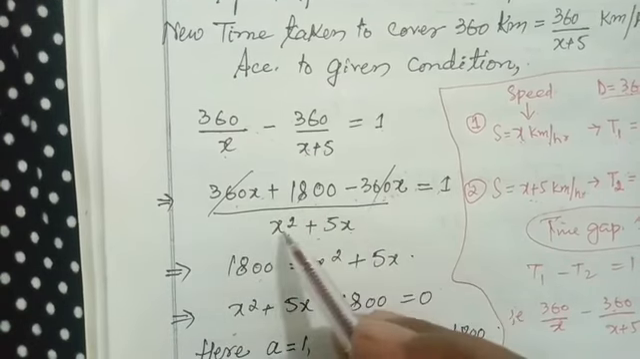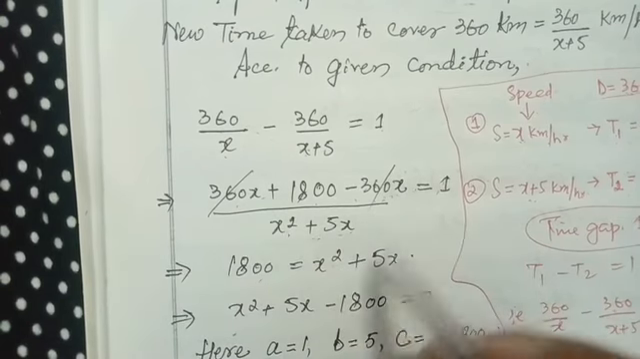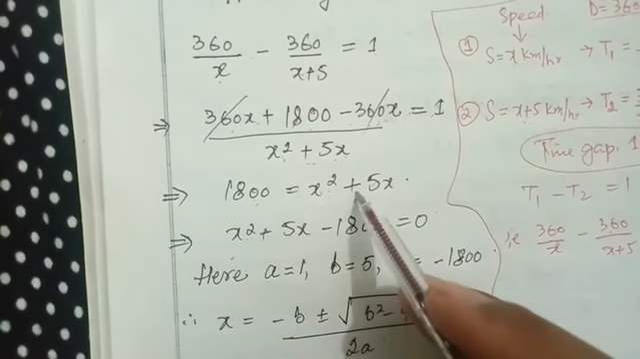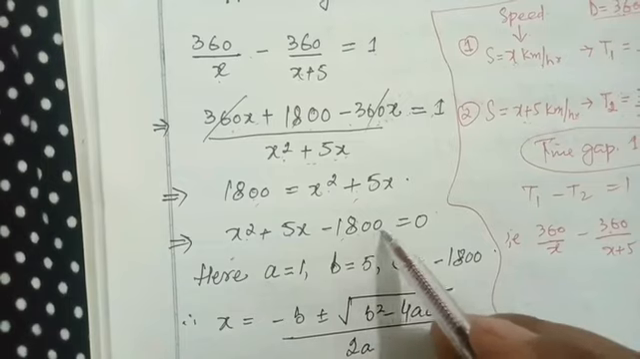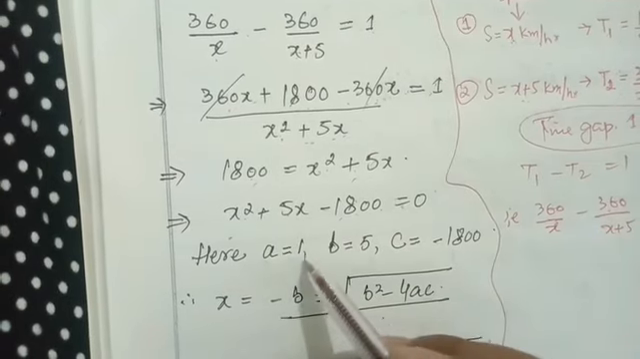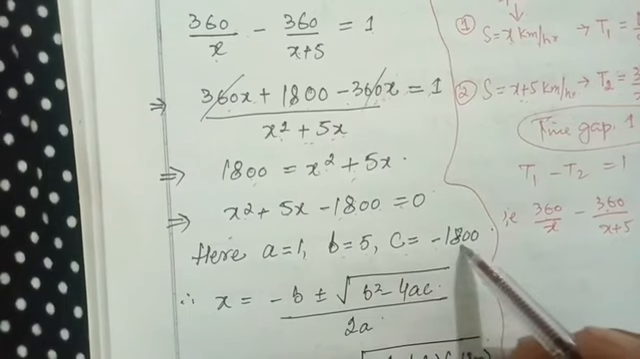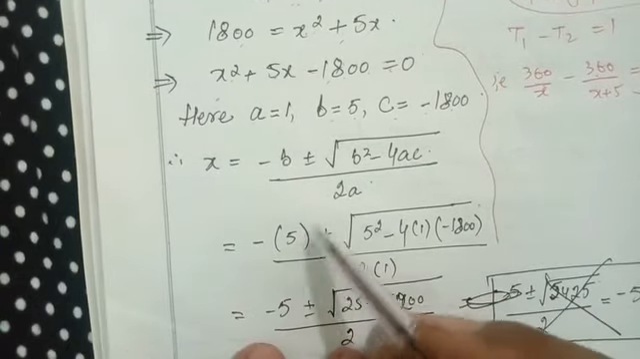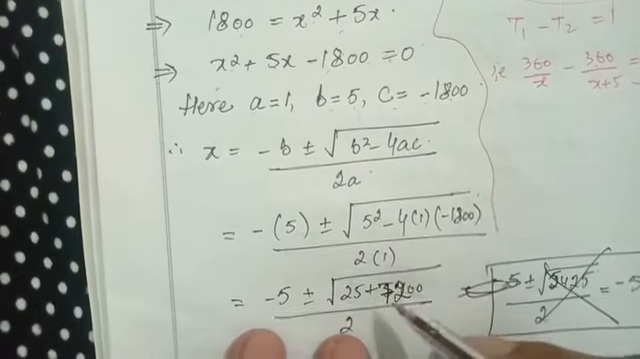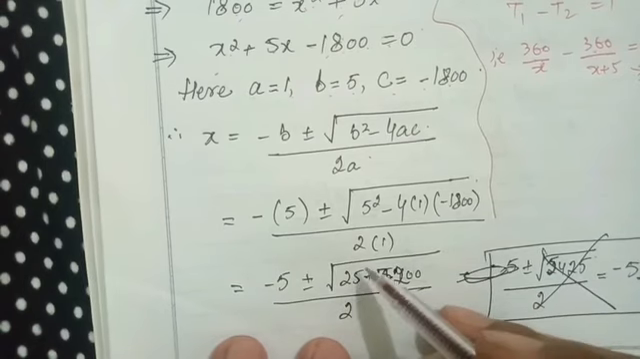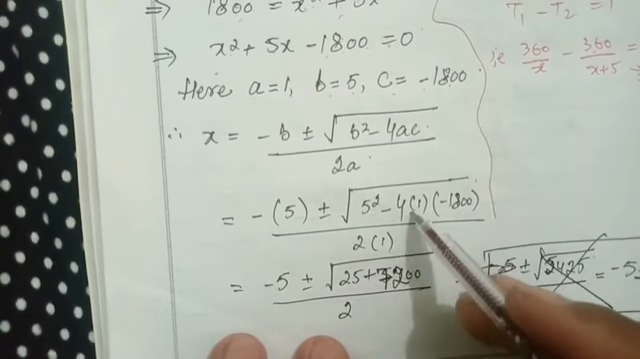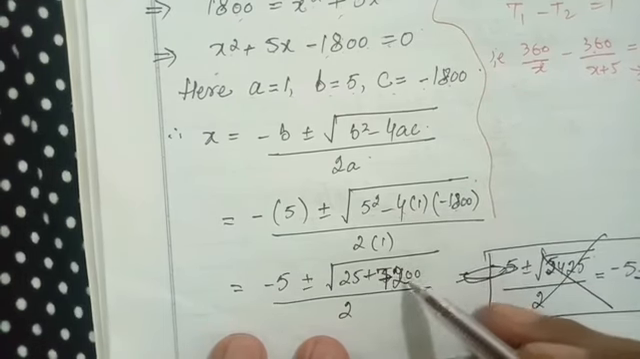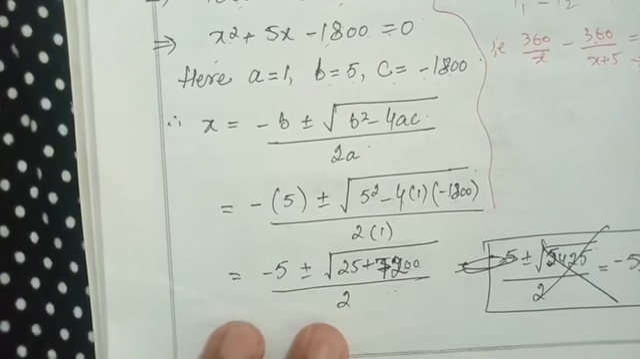So here is 1800, x square into 1 is x square, plus 5x into 1 is 5x. I will write x square here, and transpose 5x, it will become minus 1800 equal to 0. Here a is equal to 1, b is equal to 5, c is equal to minus 1800, as I explained before. Then I will write the quadratic formula and place the values of a, b and c. Then finally 5 squared is 25, and 4 into 1 is 4, minus into minus is plus, 4 into 1800 is 7200, divided by 2.